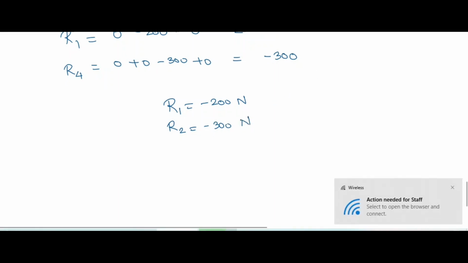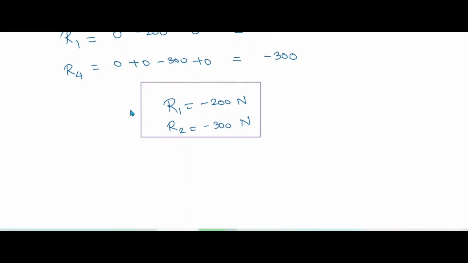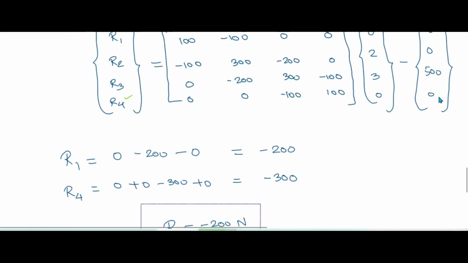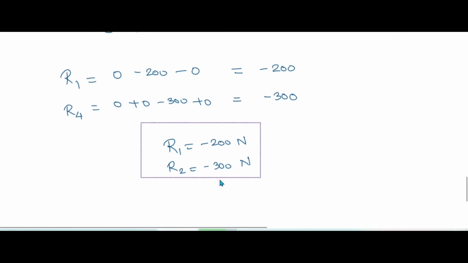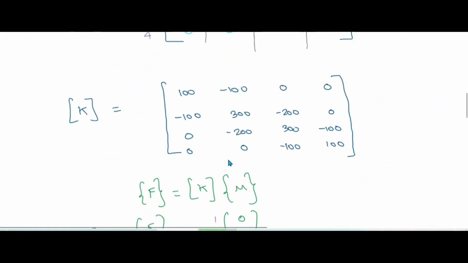If you want to verify whether the answer is right or not, add all your reactions, and that will be equal to the amount of force. The total force is positive 500. The reactions will be minus 500. Here we have 200 and 300, so adding them you get minus 500. So this completes this problem. Thank you.